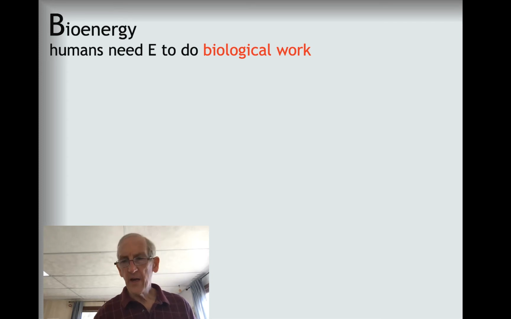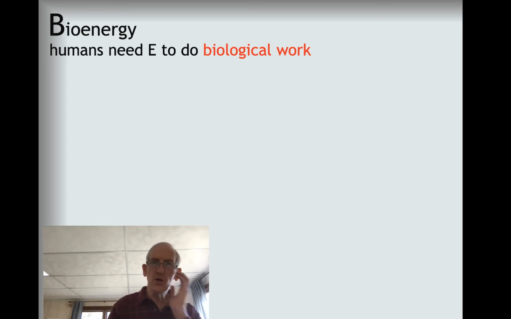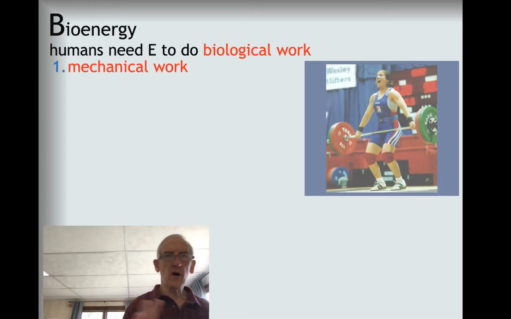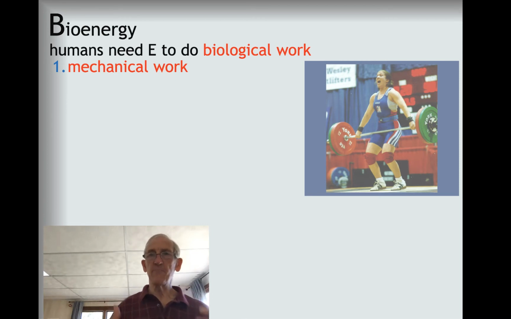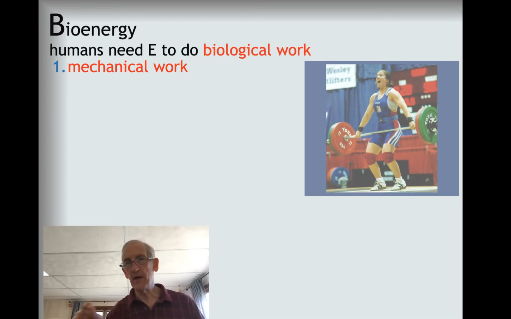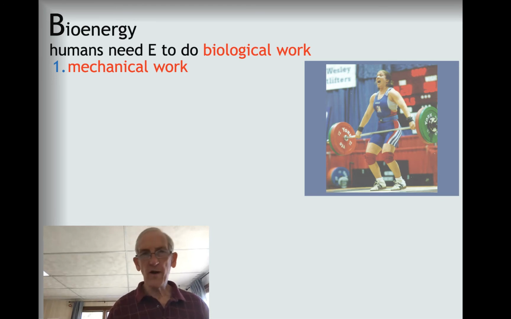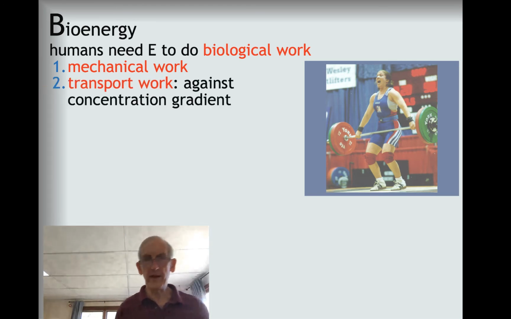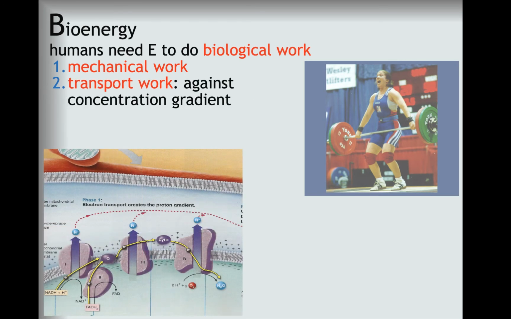And so again, humans need energy to do biological work, and there are three types of biological work. The one that's most obvious to us is mechanical work, because anytime any muscle contracts, mechanical work is done, energy is required to make that happen. Transport work means that we're moving something against its concentration gradient. That requires a protein in the membrane typically, and it's going to need the input of energy. That's what we refer to as transport work against the gradient. So it's going from low concentration to high concentration.